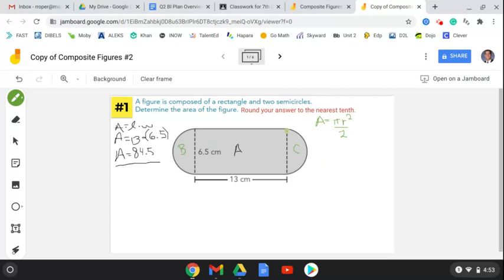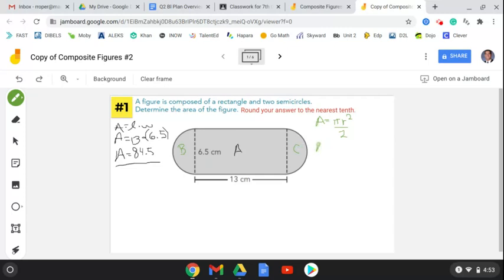So let's plug in what we know. We know pi is 3.14. Do we know the radius of semicircle B? Well, we know its diameter, right? The side of this rectangle is 6.5. And so that is the diameter of the circle, right? That's all the way across the circle. So half of 6.5 would give me the radius of semicircle B. So what's half of 6.5? In my calculator, I could take 6.5 and divide by 2, and I would get 3.25.